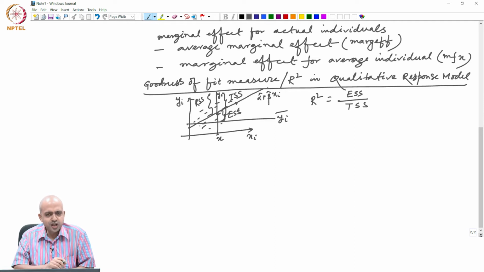But suppose we are in a context where this scatter plot itself does not exist, then what will you do? That means this regression line itself makes little sense. We cannot get this type of regression line, which we call the average representation of the scatter plot. Then how will you take this ESS by TSS? It does not make any sense. And that is what is happening in the context of qualitative response model. How? Let us see here.